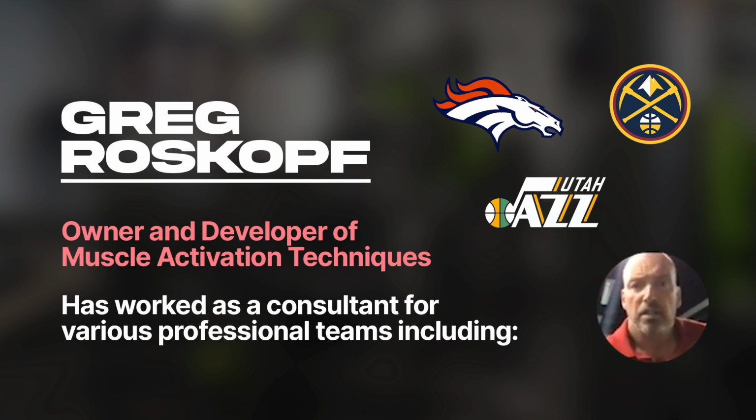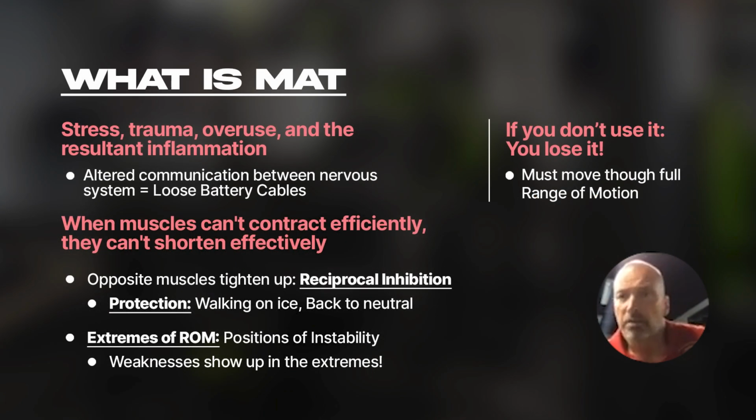So first, I'm just going to talk about Muscle Activation Technique. Basically, we look at whenever you have stress, trauma, or overuse, the resultant inflammation alters the communication between the nervous system and the muscle system. It's like having loose battery cables. The brain sends messages, but they just don't get to the muscles, and literally then they can't do their job. They can't contract on demand, so they can't stabilize joints and protect us from injury.